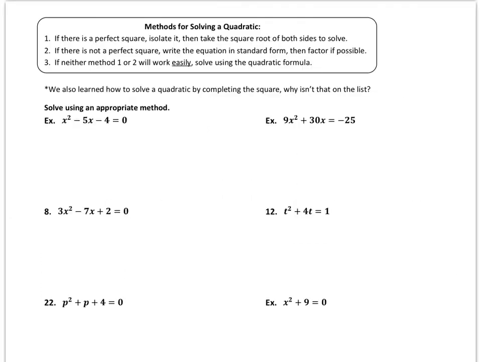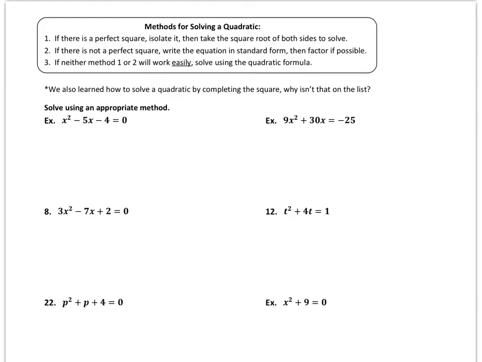Okay, so let's talk again about methods for solving quadratics. If there's a perfect square, isolate it and then take the square root. That's the square root method, right? So if you've got a perfect square in there, that's the easiest way to do it. If there's not a perfect square, write the equation in standard form, which is ax squared plus bx plus c, and then factor it if you can. Again, factoring is always easy. If neither one of those works easily, then solve it using the quadratic formula.